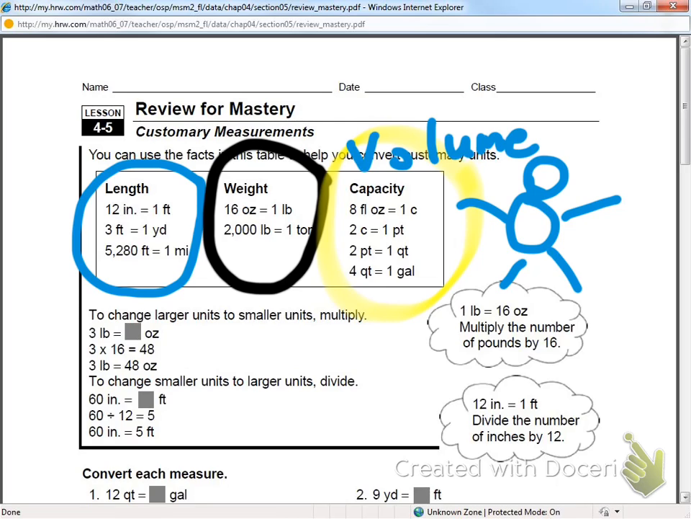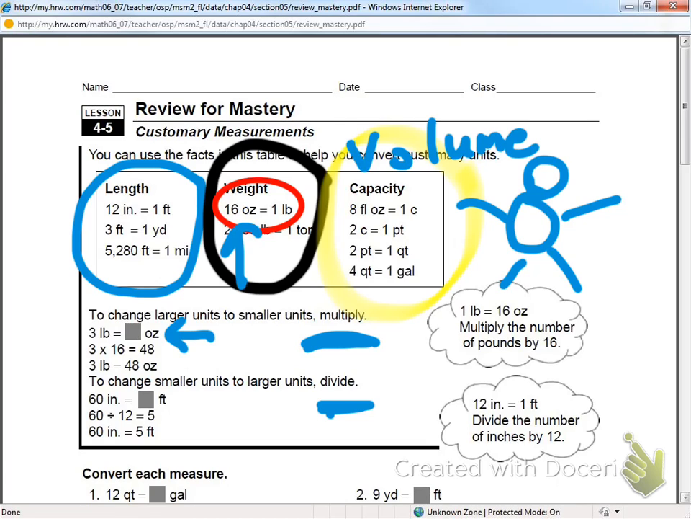Now, to change larger units to smaller units, we multiply, and to change smaller units to larger units, we divide. So for the first one, we have 3 pounds to how many ounces? Well, to go from pounds to ounces, we have to multiply because ounces are tiny and pounds are larger. So I have to multiply by 16. 3 times 16 equals 48 ounces.